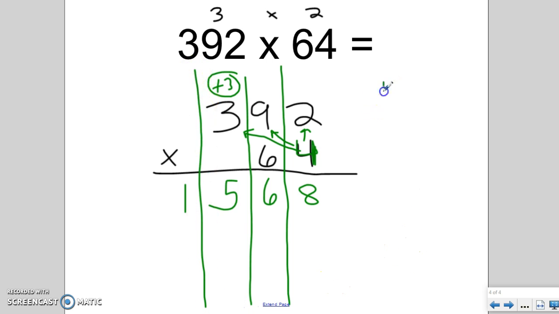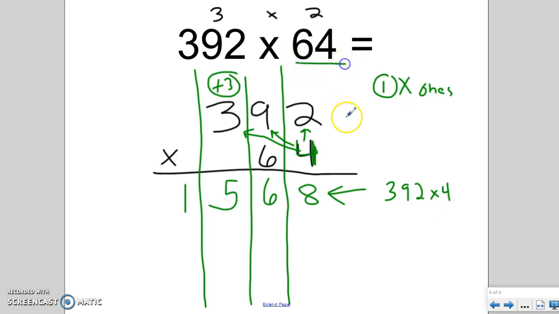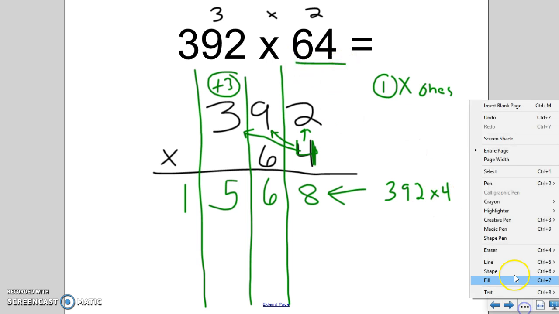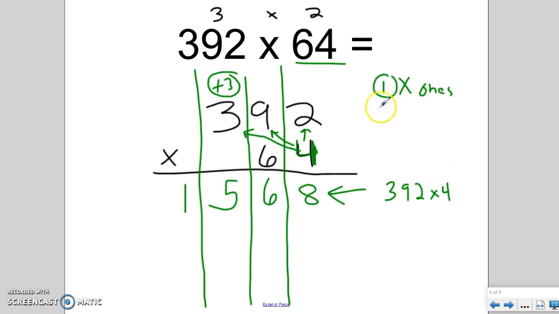So now I am done multiplying by the digit in the ones place. Essentially, this is the answer to 392 times 4. But that's not the problem. It's 392 times 64. So now I'm going to cleanse the problem, and this is going to be really important. I'm sorry, I cannot write very neatly here. So I'm done with the 4. I'm done with anything the 4 helped me make, I should say. And I need to get ready to shift over to the 6.